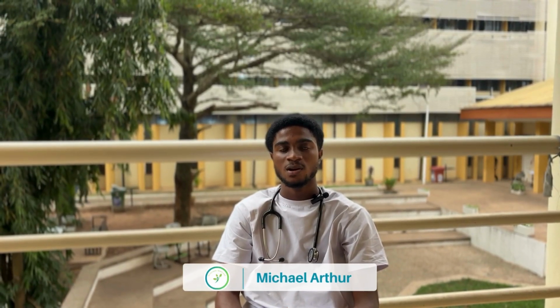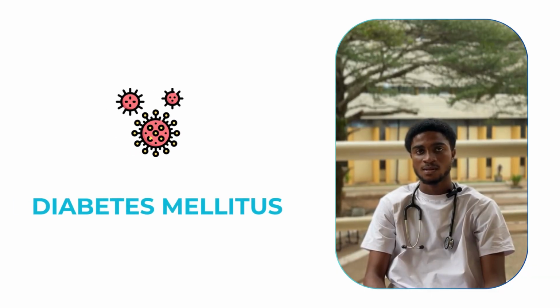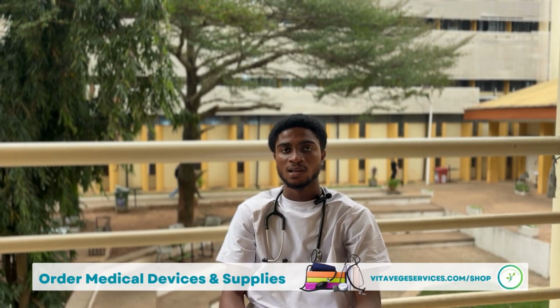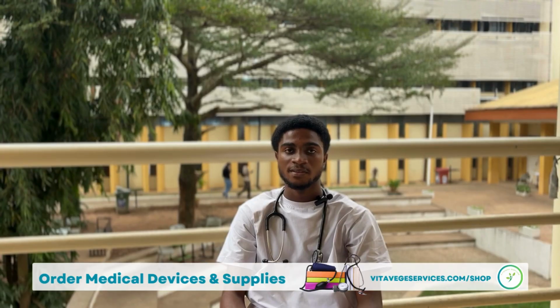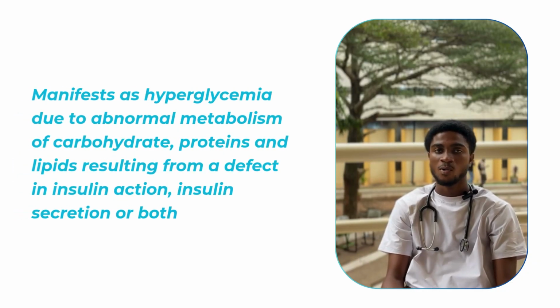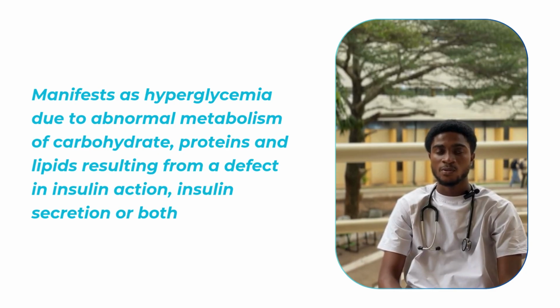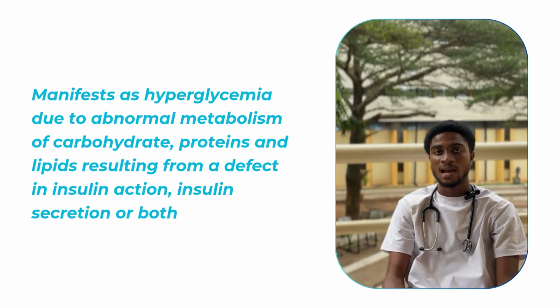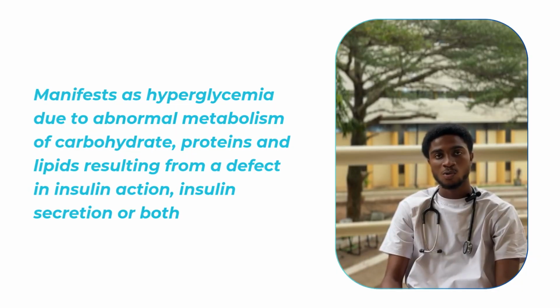In today's episode, we are going to talk about diabetes mellitus. Diabetes mellitus is a chronic metabolic disorder that manifests as hyperglycemia due to abnormal metabolism of carbohydrates, proteins, and lipids, resulting from a defect in insulin action, insulin secretion, or both of them.